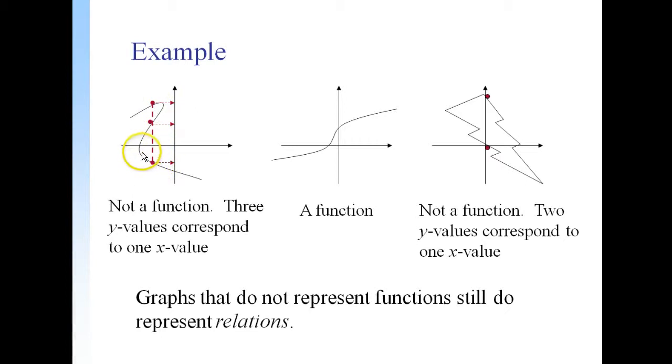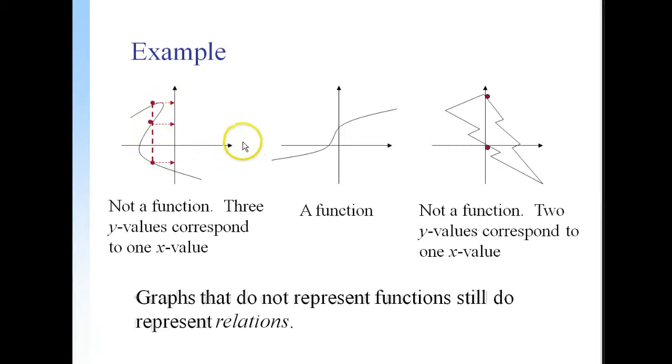So if it intersects in more than one place, as you move that vertical line along the face of a graph, we say it does not pass the vertical line test, and therefore it's not a function. So this one is not a function. It does not pass the vertical line test.